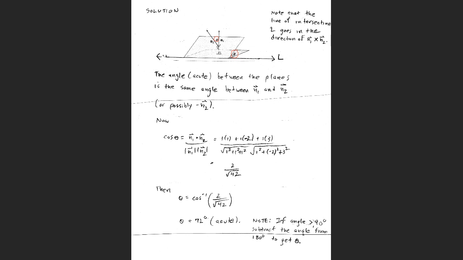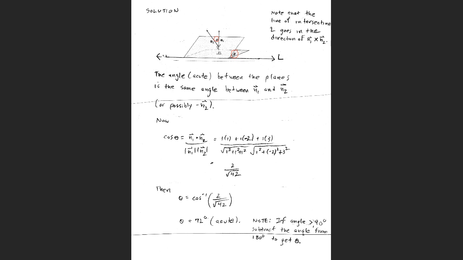It is a fact that the angle theta between the normal vectors n1 and n2 is the same as the angle theta between the two planes. Hopefully, geometrically, you're comfortable with that based on the picture there. So now we have to find that theta. Let me know if you have any questions.